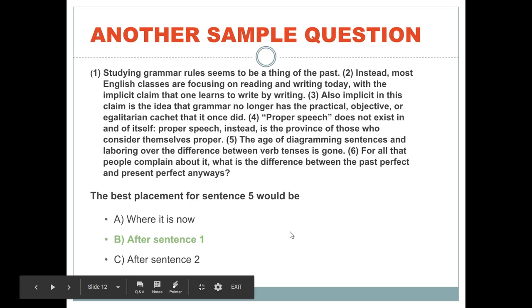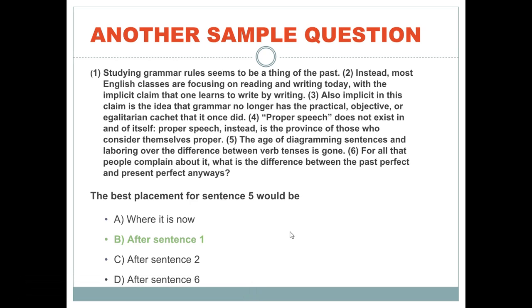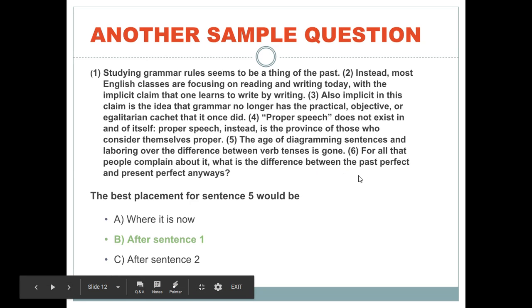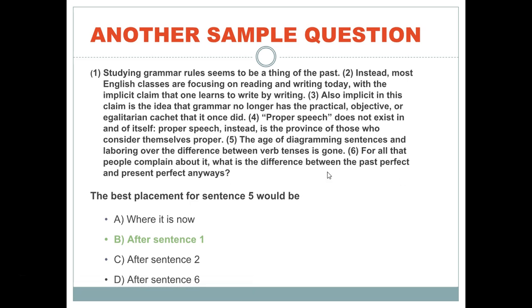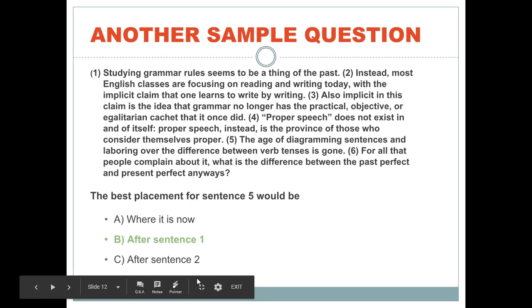Then choice D. Choice D says, after sentence 6. Okay. For all that people complain about it, what's the difference between past perfect and present perfect? Well, we said in choice A that 6 does seem to connect to 5, but it doesn't connect to all of 5. 5 also talks about the age of diagramming sentences being over. And 6 just focuses on verb tenses, which is just a phrase in sentence 5. So there is some connection if you put 5 after 6, but it's not a great connection. So we'll call D a maybe. So right now A is a maybe, D is a maybe, C is out.